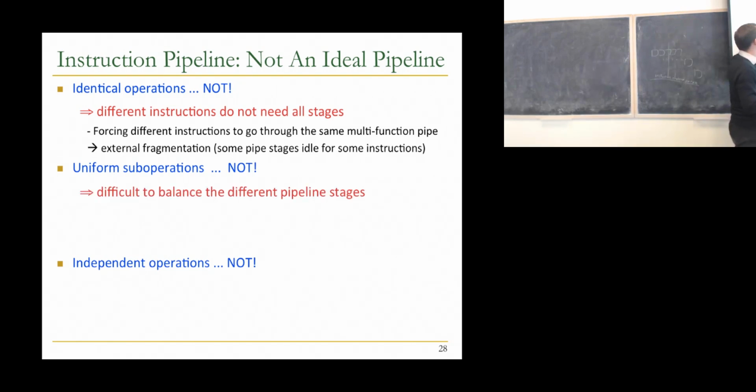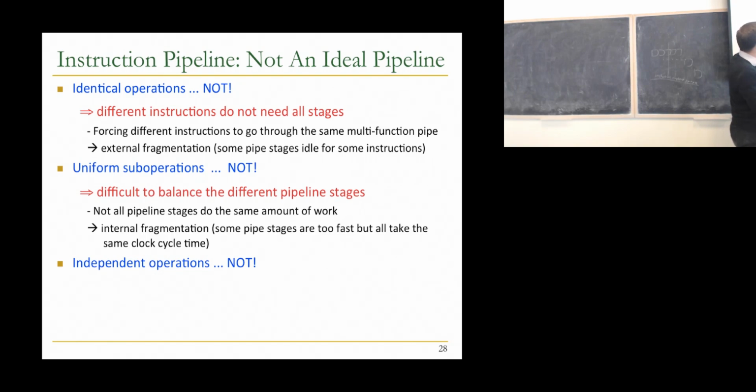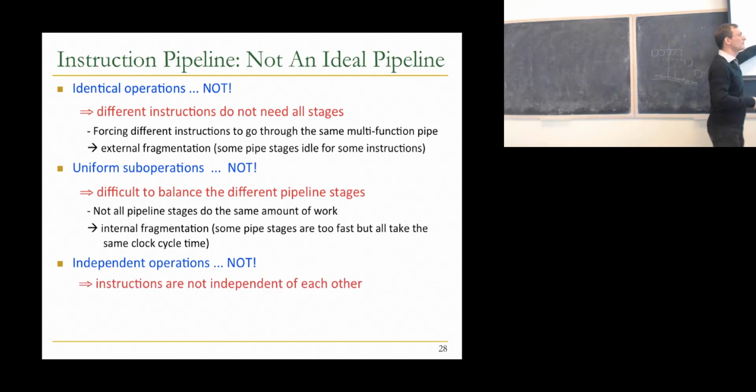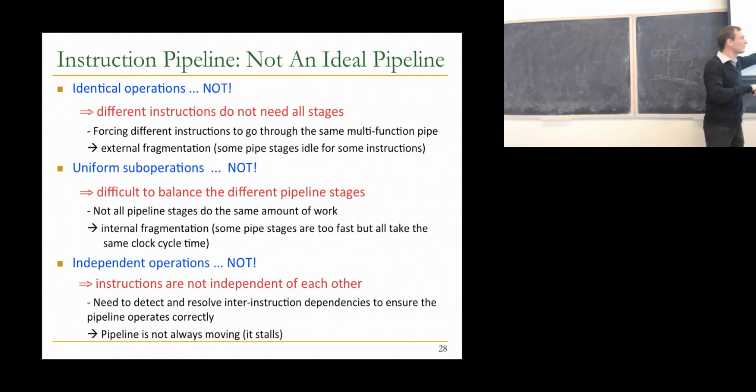Some operations are not uniform. It's difficult to balance the different pipeline stages, and I said that earlier. And this leads to internal fragmentation, which means that from the point of view of a pipeline stage, some pipe stages are too fast, they're done quickly, but they need to take the same amount of time because everything operates based on the same clock cycle. And this increases latency also. And finally, independent operations exist, but there are many operations that are dependent on each other. Instructions are not always independent of each other, which means that you need to somehow detect and resolve these dependencies to ensure the pipeline operates correctly. You cannot ignore these. And this also adds latency. All of these increase latency in the pipeline.